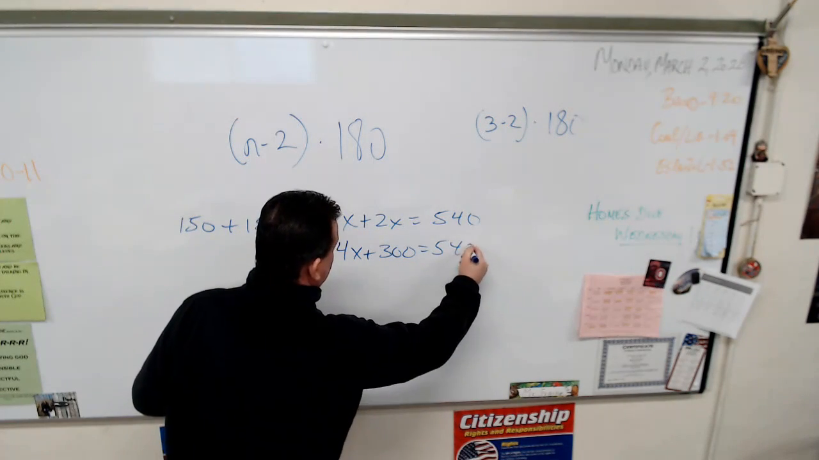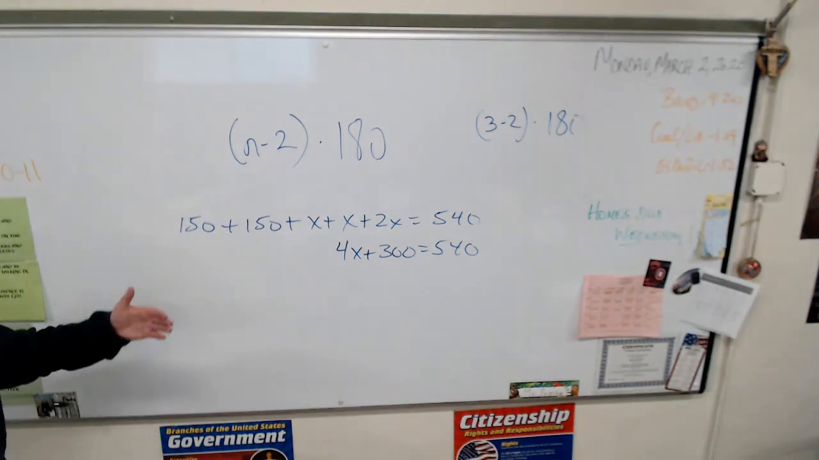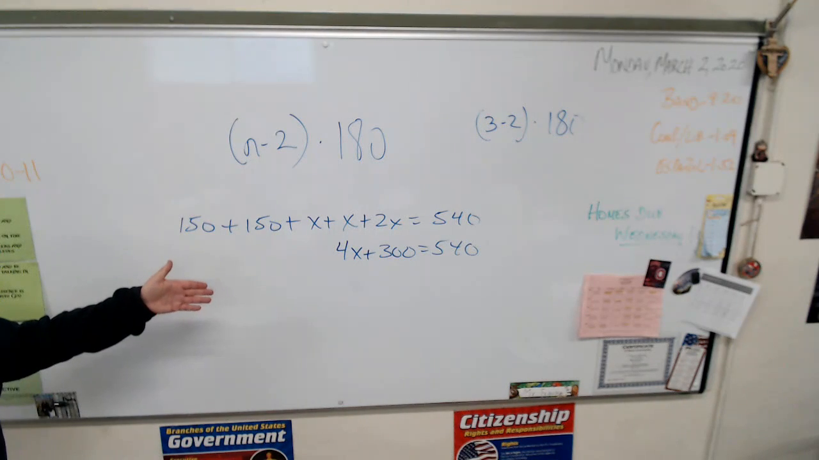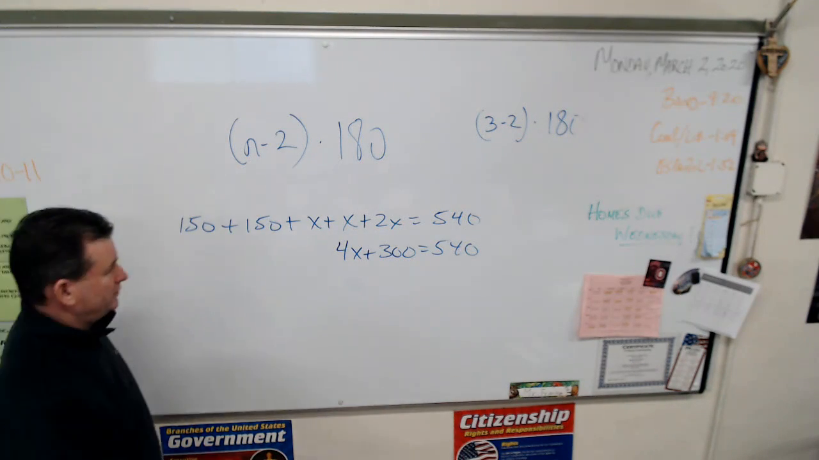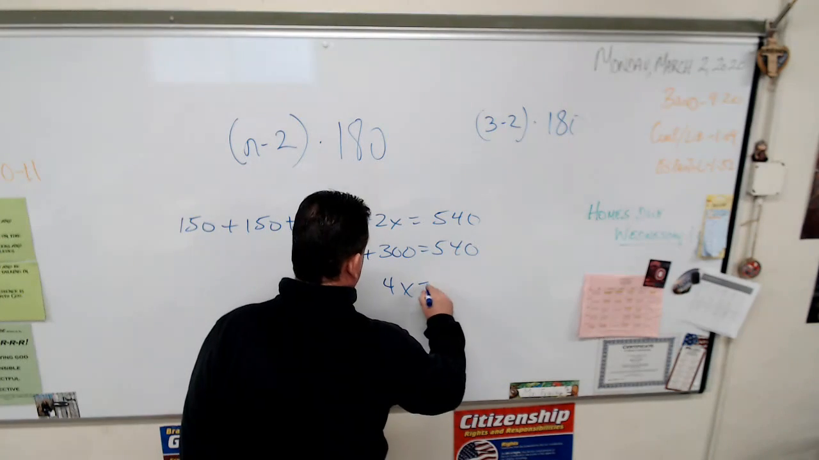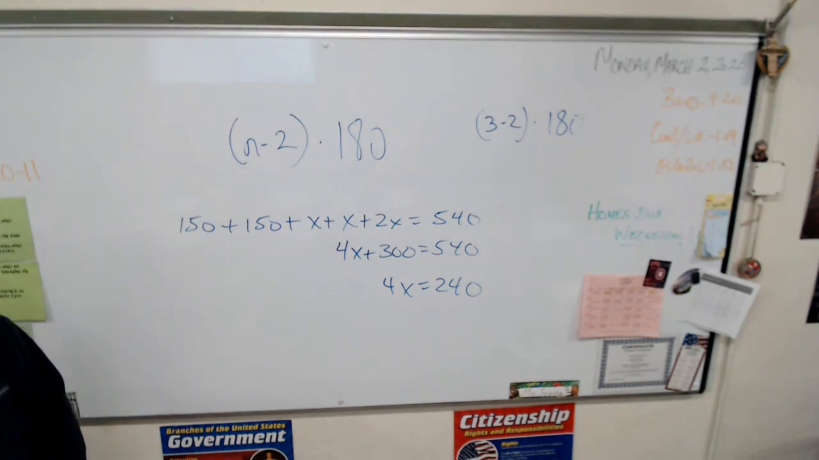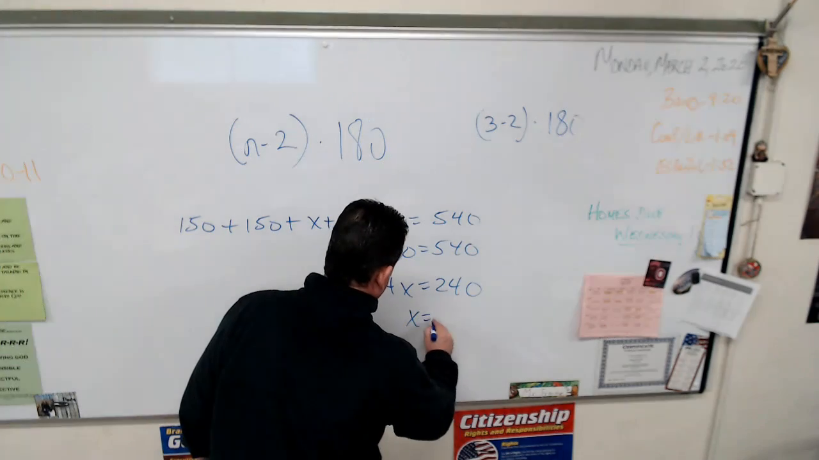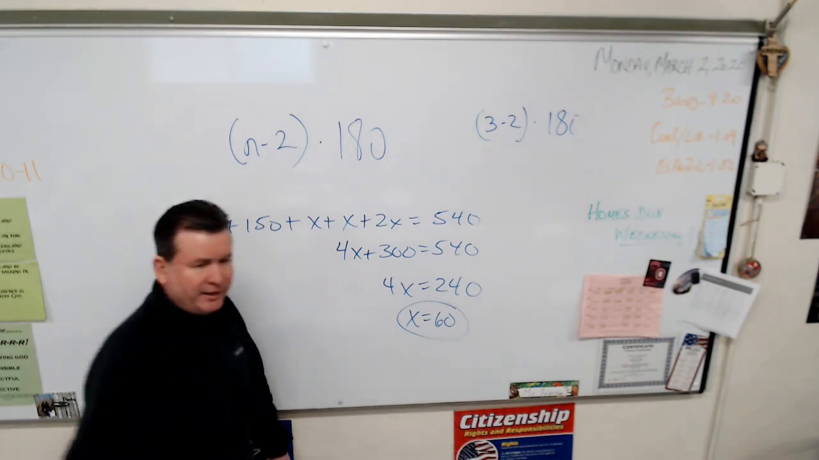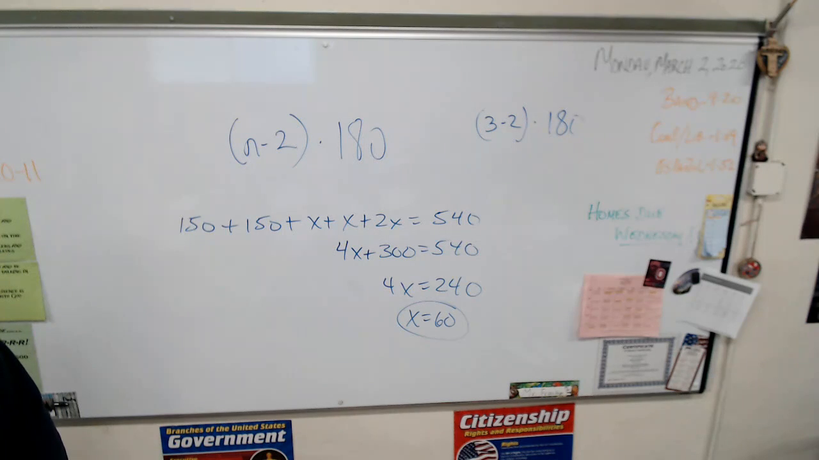Okay? What do I do? How do I get rid of the 300? Minus 300. How do I get rid of the 4? Divide. Okay, am I done? No!